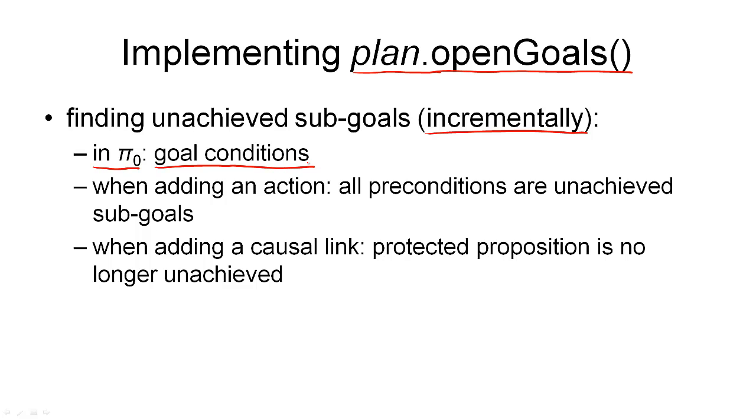Then we have to modify this set when we do one of two things. When we add an action to the plan, we have to add all the action's preconditions as unachieved sub-goals to our set. So we increase the set of unachieved sub-goals every time we add an action to our partial plan. And when we add a causal link, we decrease the set of unachieved sub-goals, by the proposition that is now protected in this causal link and is no longer unachieved. This precondition of an action is now supported by a causal link and is no longer an unachieved subgoal.